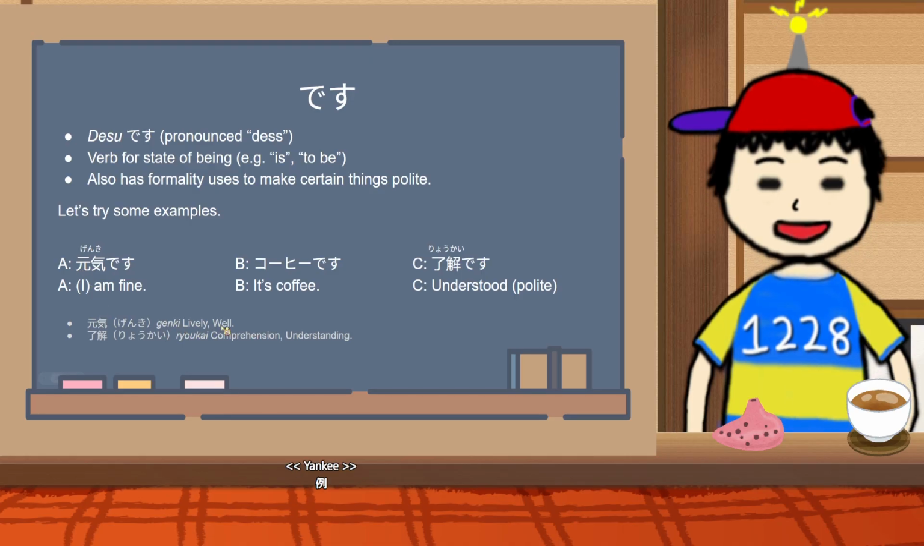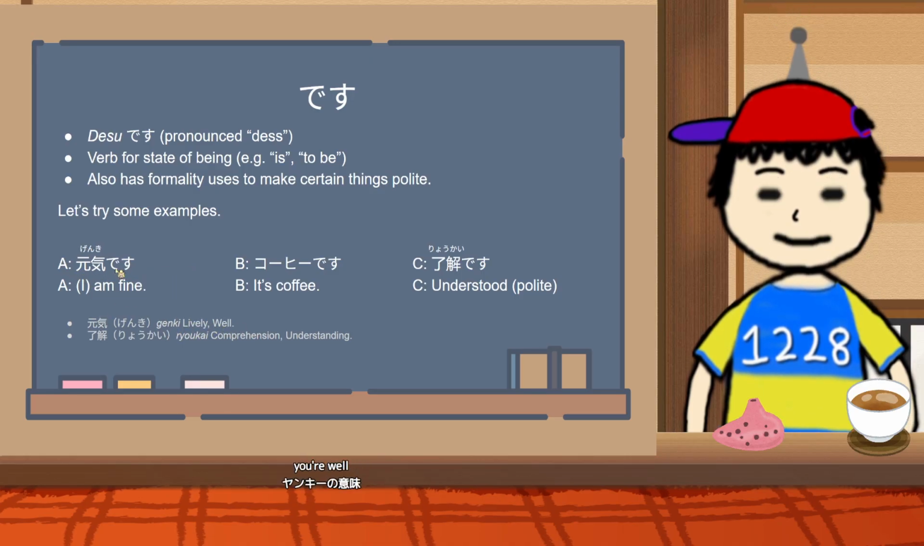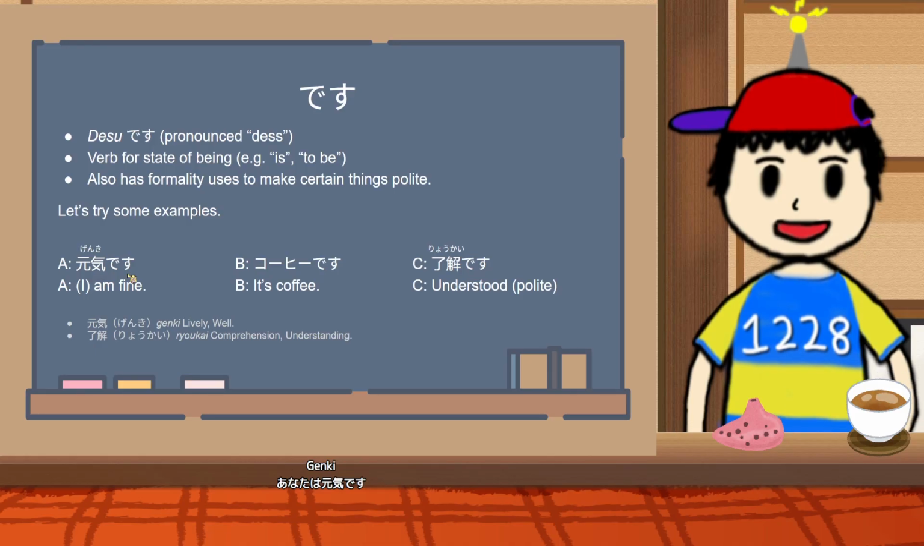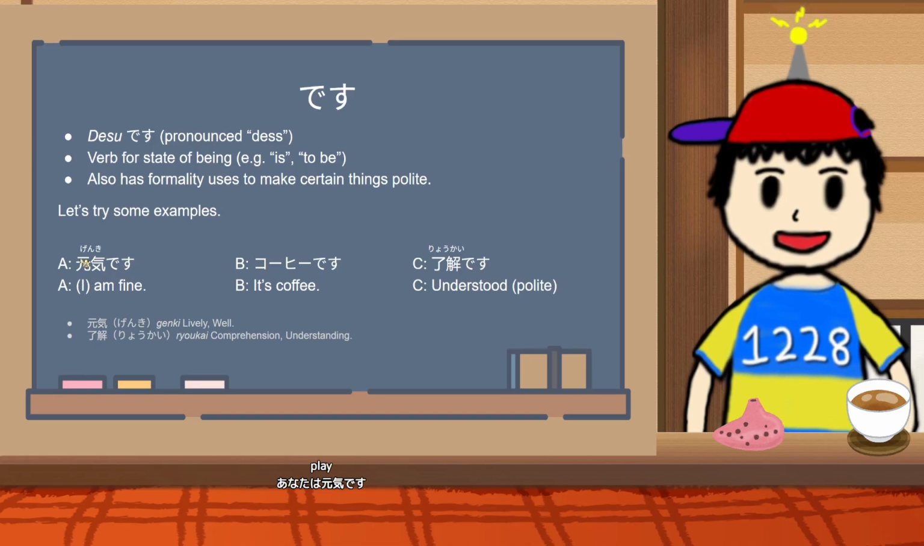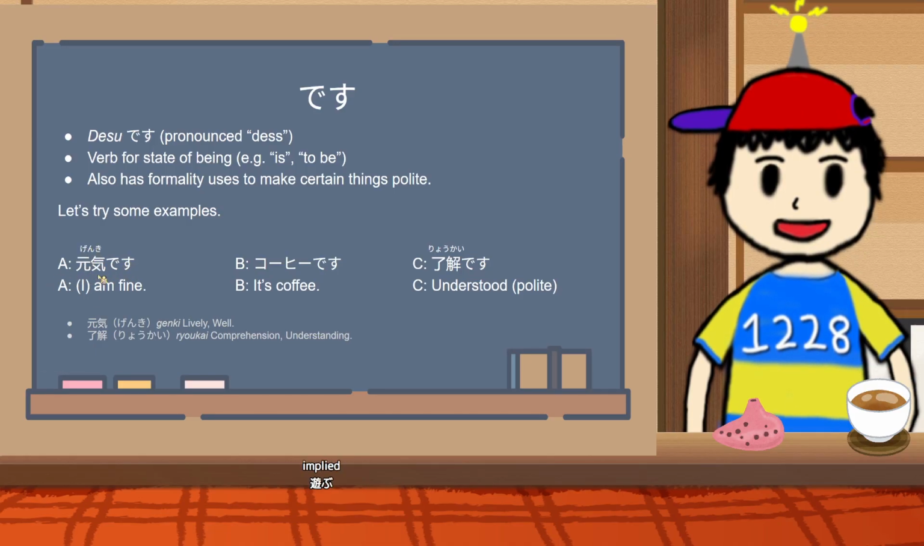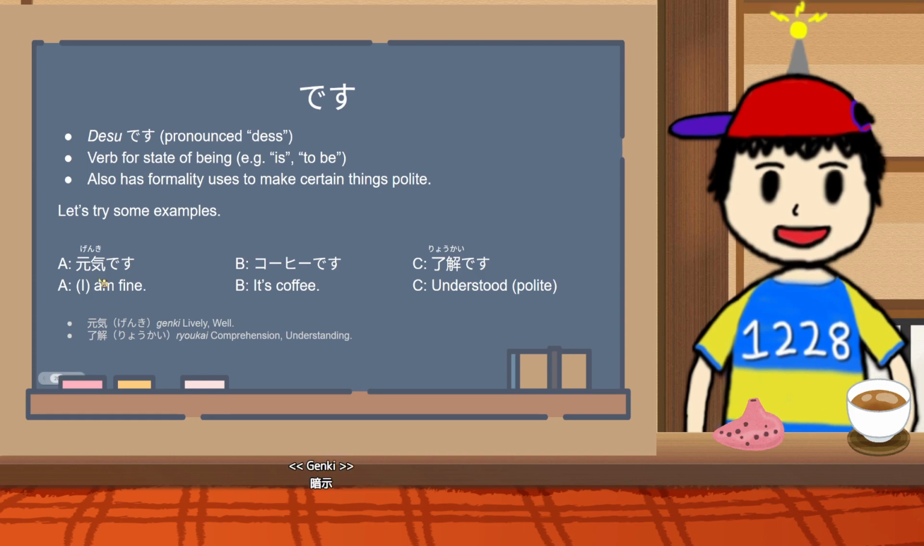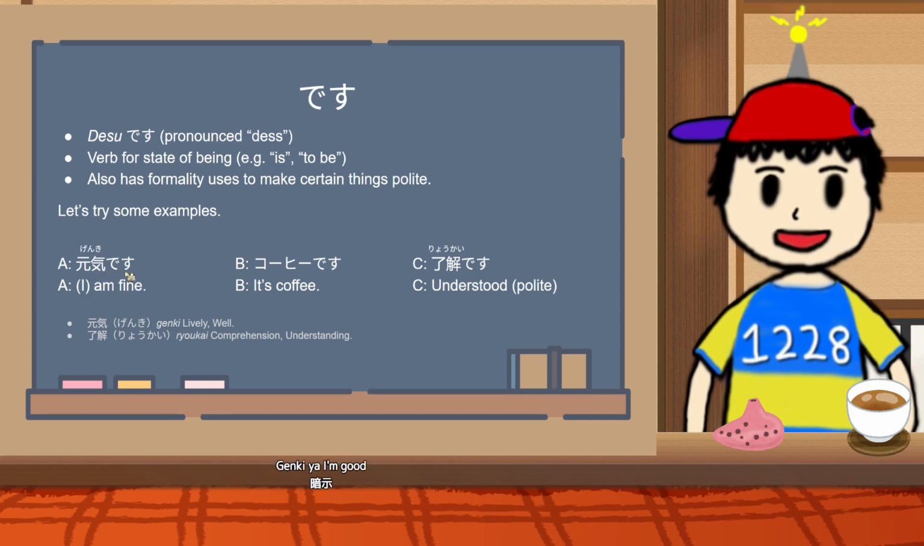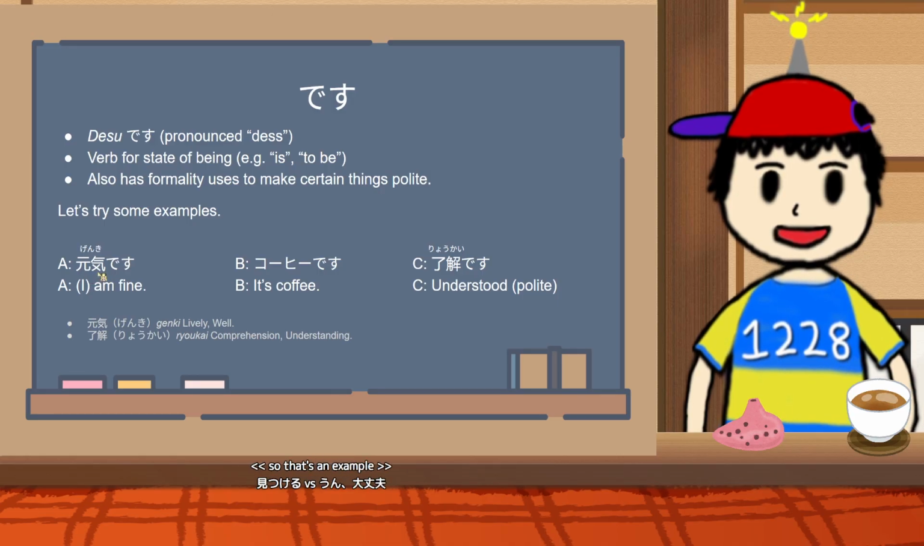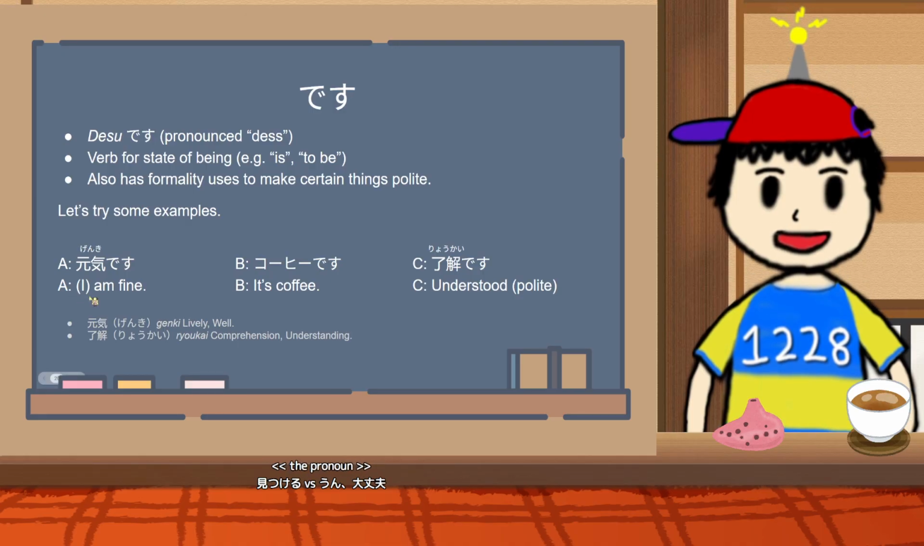Genki, meaning I'm lively or well. Yes. Genki, yes. You could just say Genki by itself and omit the des, because it can be implied. Genki. Yeah, I'm good. The difference between Genki des and Genki is the difference between saying, yeah, I'm fine, versus, yeah, I'm good. So that's another example of how the pronoun is omitted.